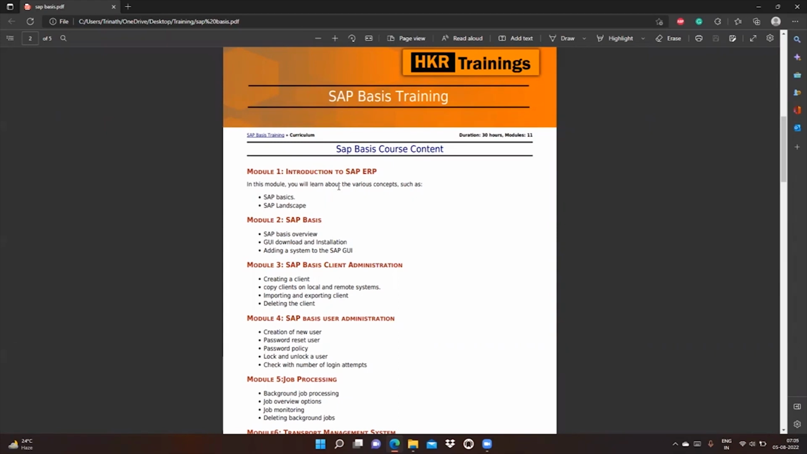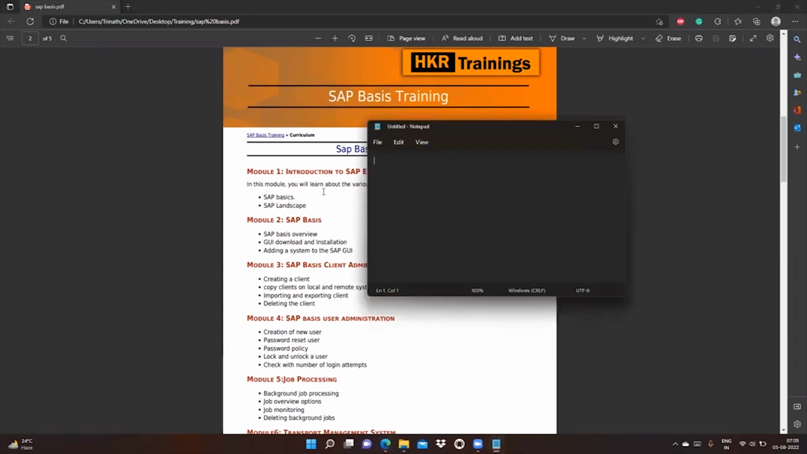SAP by definition means, let me take a notepad. SAP by definition means systems, applications, and products, which are used for data processing. Any business will be having huge data, and different types of data. So in order to process all that data, SAP is an ERP software which consists of systems and applications and different products. We'll go on further into what I mean by system, what is an application, what is a product in terms of SAP. This is the basic definition of SAP.